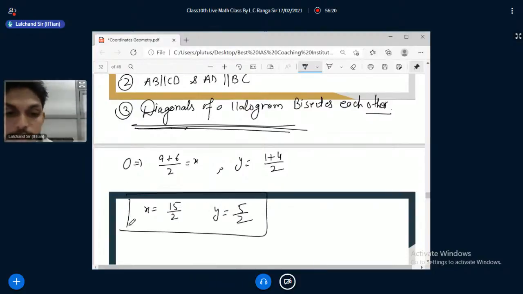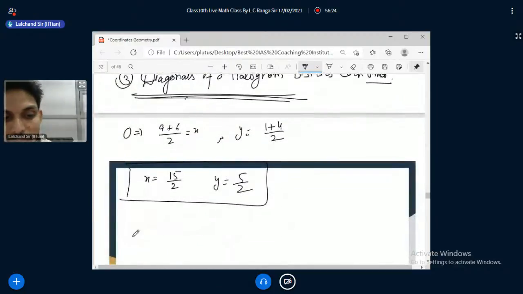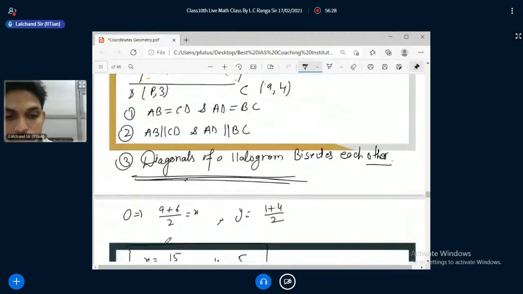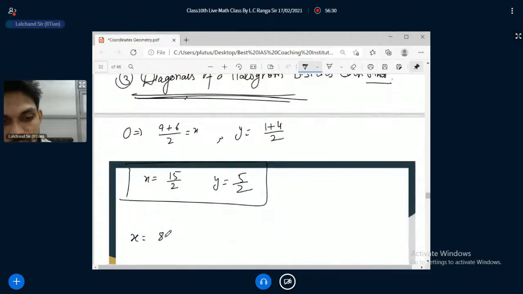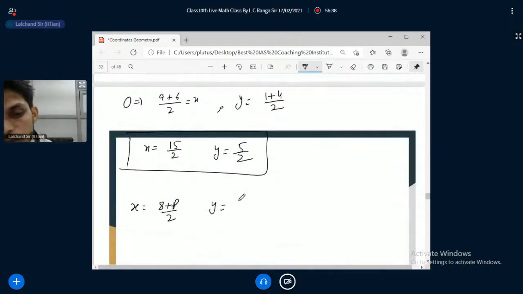Okay. So now if we use the diagonal B and D, similarly the x coordinate will be (8 + P) by 2 and the y coordinate will be (2 + 3) by 2. Okay, so this is 5 by 2.